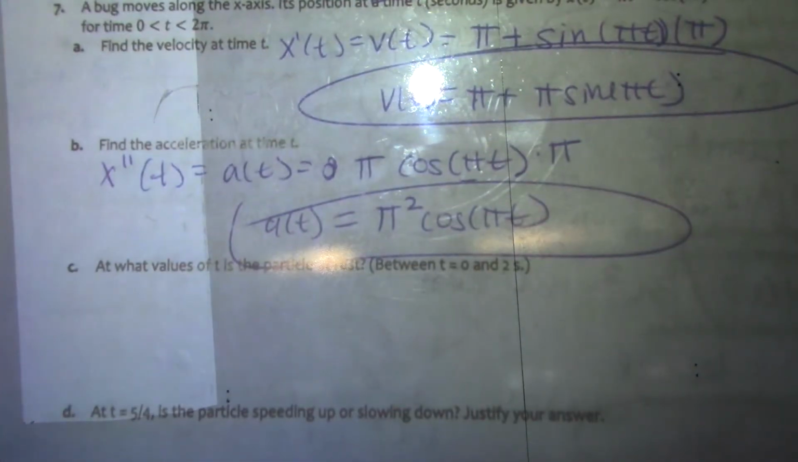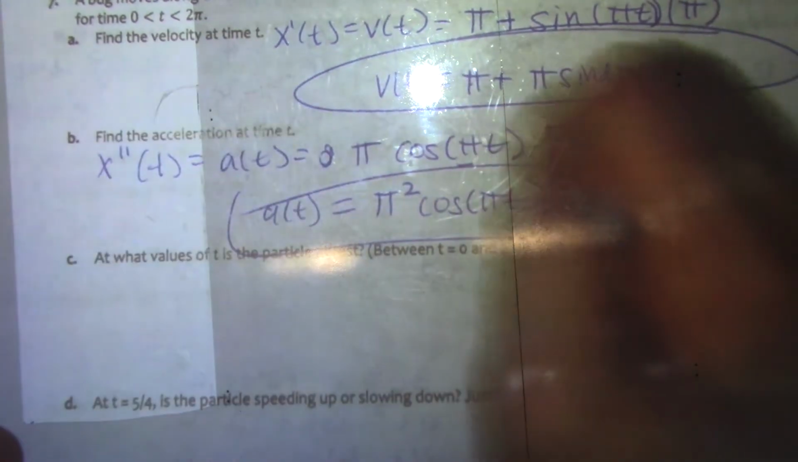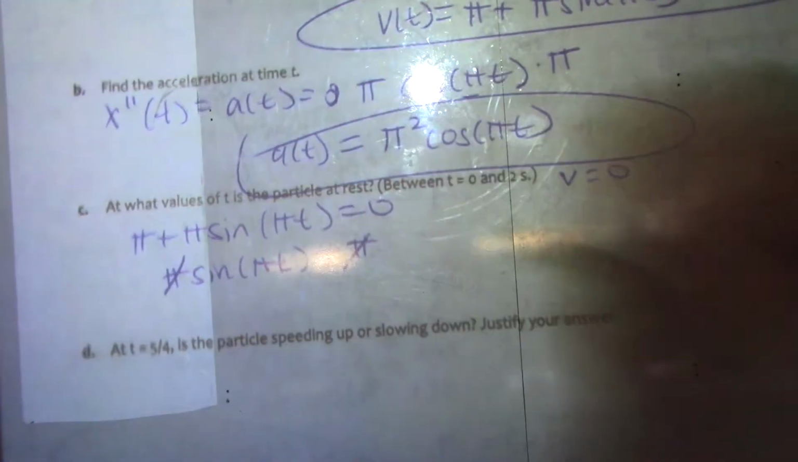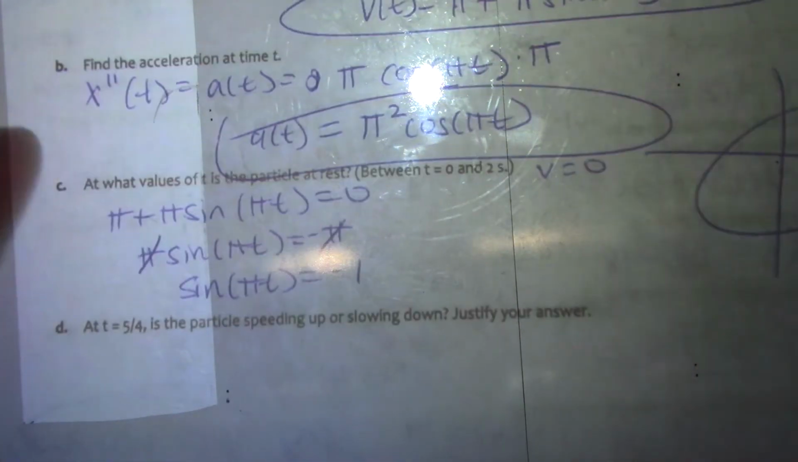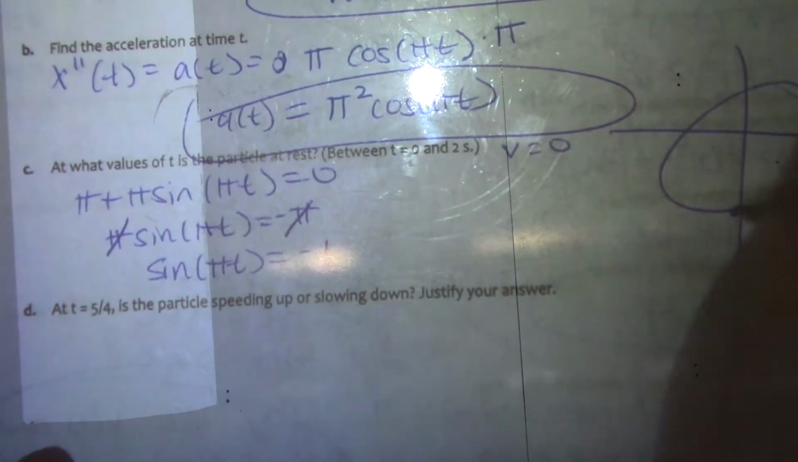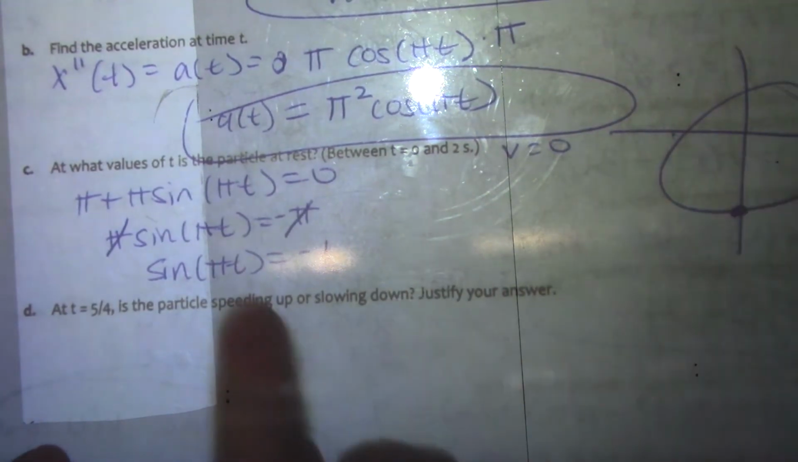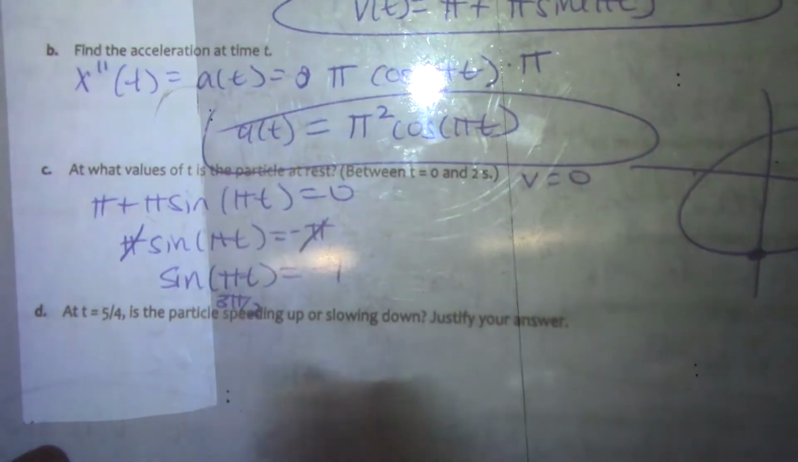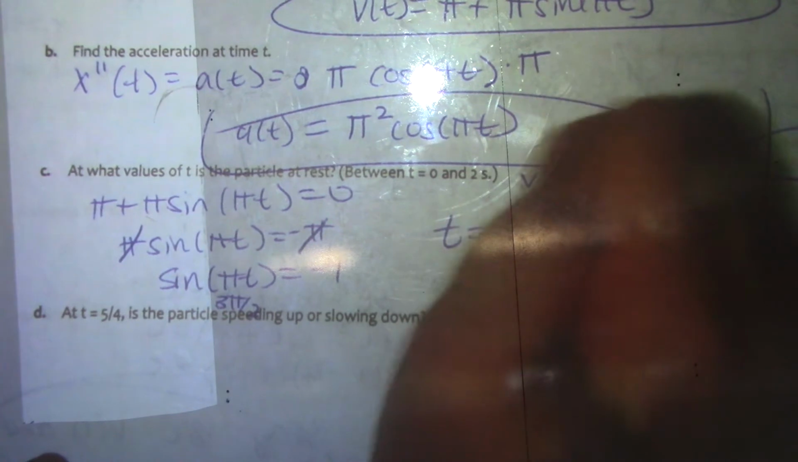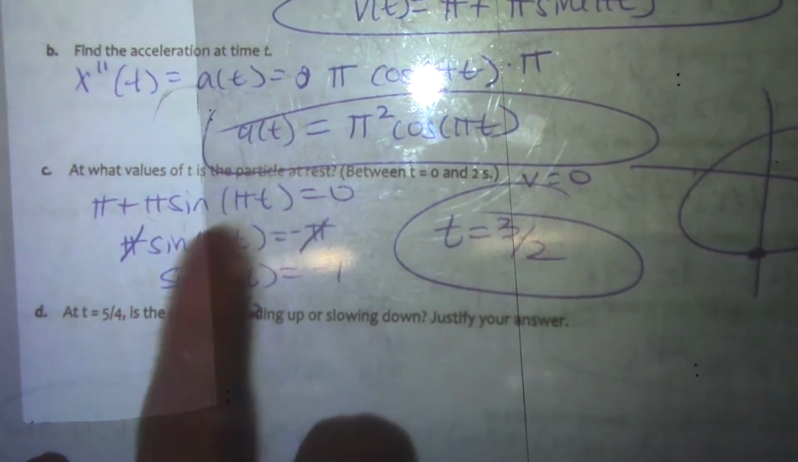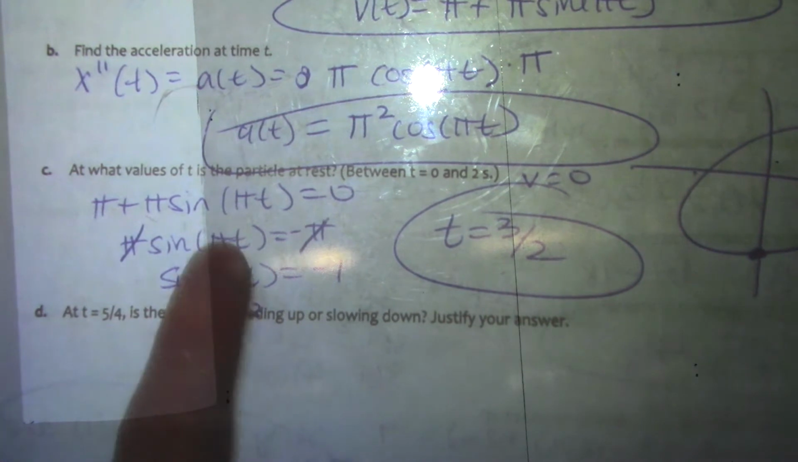When is the particle at rest? So particle is at rest when velocity equals 0. So I'm going to set my pi plus pi sine of pi t equal to 0. And then I'm going to subtract the pi over, because we're trying to get t by itself. Now I'm going to divide by pi, and that leaves me sine of pi t equals negative 1. Look at your unit circle. Where sine is negative 1 is down here. This is pi, this is 3 pi over 2. So I want this inside to be 3 pi over 2, which means I want the time to just be 3 halves. Because when I plug in 3 halves right here, then I'm multiplying by pi, so it'll become 3 pi over 2.